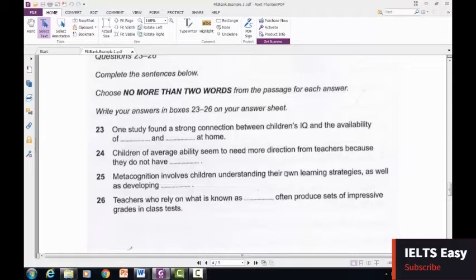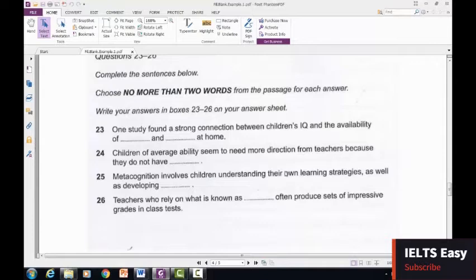Scanning. All right, so number 26, it says teachers who rely on what is known as blank often produce sets of impressive grades in class tests. So keywords in number 26 that I'm looking for: teachers, impressive grades, and class test. Teachers, grades, class test. Our answer is going to connect to "known as."